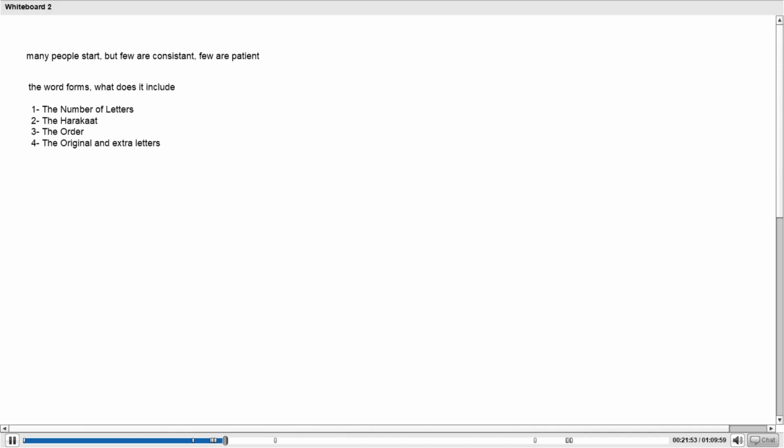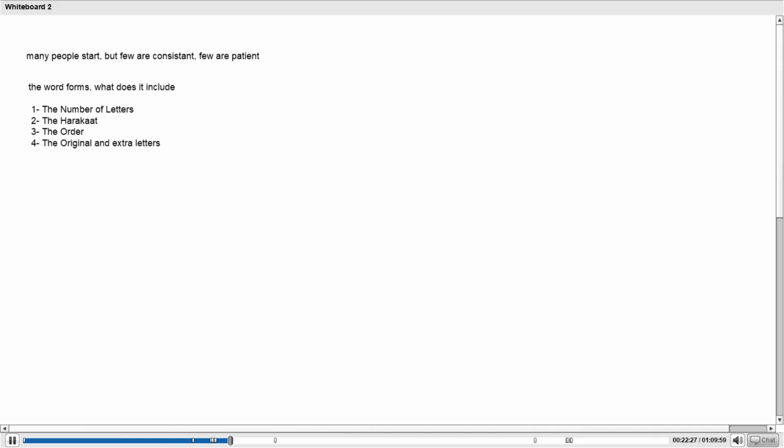Now, of these four things, what have we explained so far? The number doesn't need explanation really. The original and extra letters, we have explained that, correct? Now you have a brief idea of what is original and what is extra, correct? The order, yani, doesn't need explanation: which letter comes first and which comes after. Now we're going to explain the harakat, inshallah.